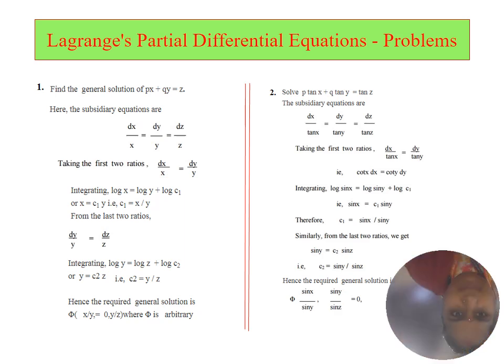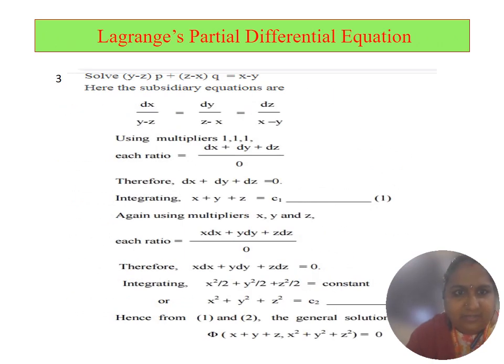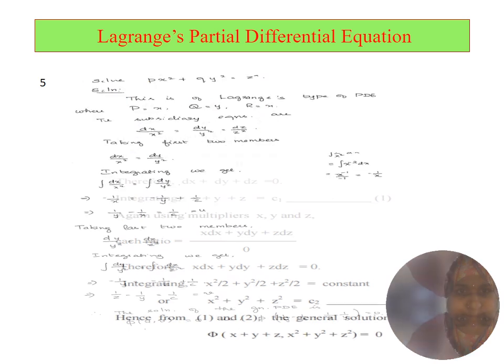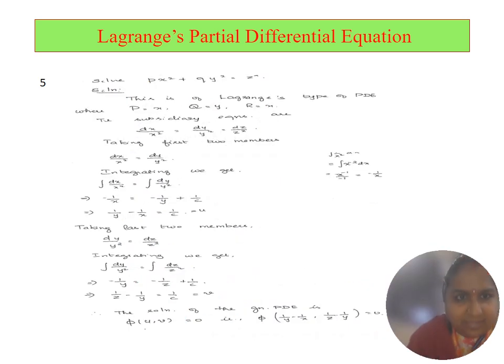Going into the next problem. This is a problem under the method of multipliers, which will come in the next section, which has multipliers 1, 1, 1. This is the second method of doing, and this is px square plus qy square equal to z square. So this is again a grouping method. Grouping method means there will not be any bracket or something like that.